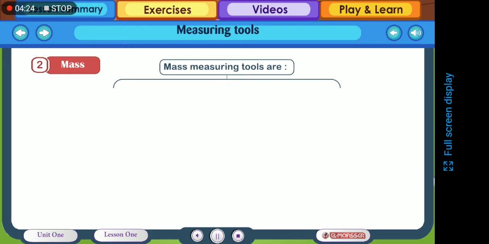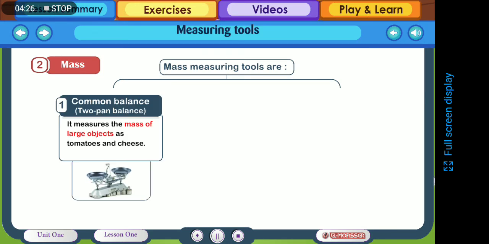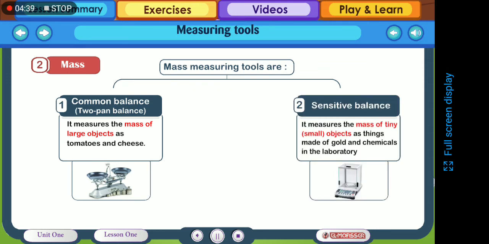Second, mass. Mass measuring tools. Number 1, common balance, and it has another name, two-pan balance. It is used to measure the mass of large objects like fruits and vegetables, tomato and cheese. Number 2, sensitive balance. It measures the mass of tiny, small things like gold and chemicals.